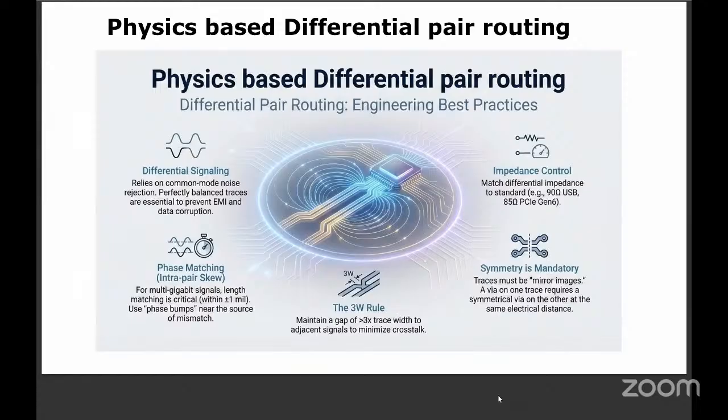Then impedance control, 10% no longer works. It has to be 5% or 8%. And symmetry. Symmetry, this is where geometry plays a key role. There should be a geometrical symmetry between the P line and the N line. So this is very mandatory. It has to be almost like a mirror image. So this is about that, go to the next page.